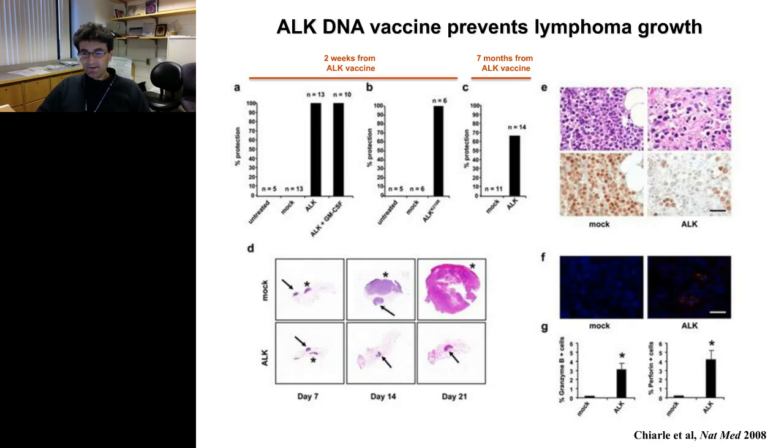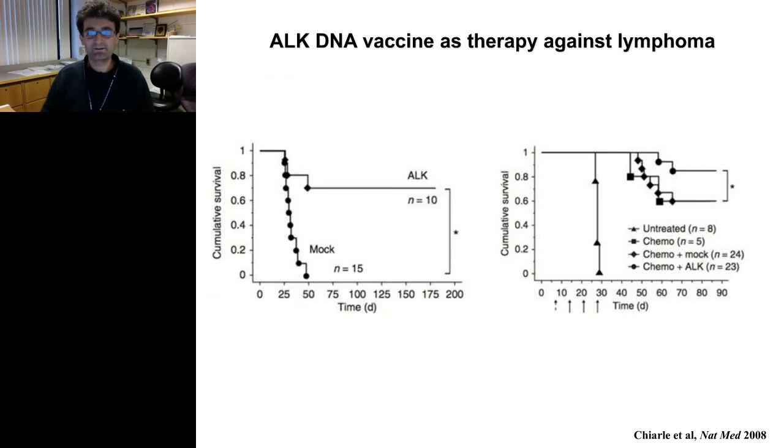And here below, you cannot see very easily the immunofluorescence staining, but we could demonstrate, to be faithful, that in ALK vaccinated mice, there was a significant increase in cytotoxic T cells as tested by granzyme B and perforin positive cells. So there is a specific immune response against lymphoma cells that prevents tumor growth.